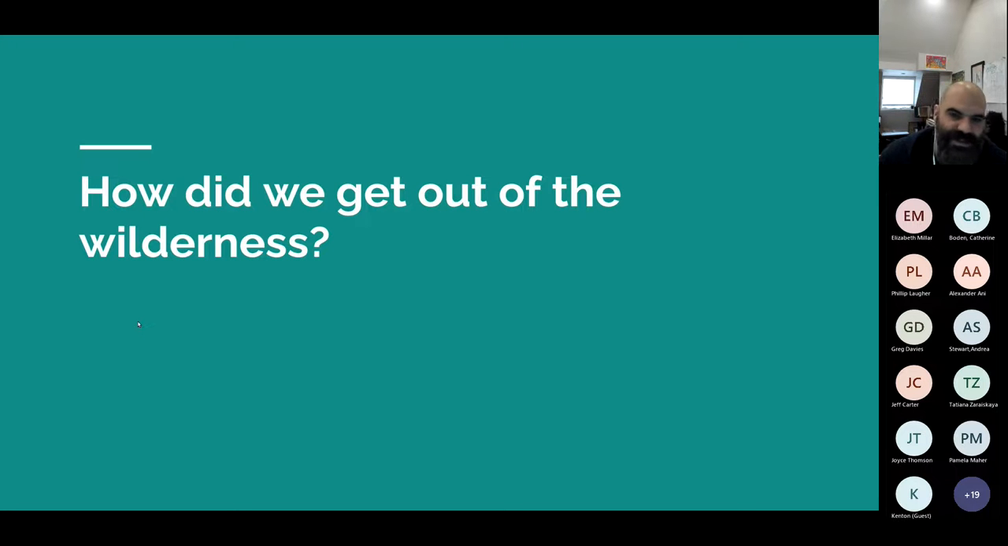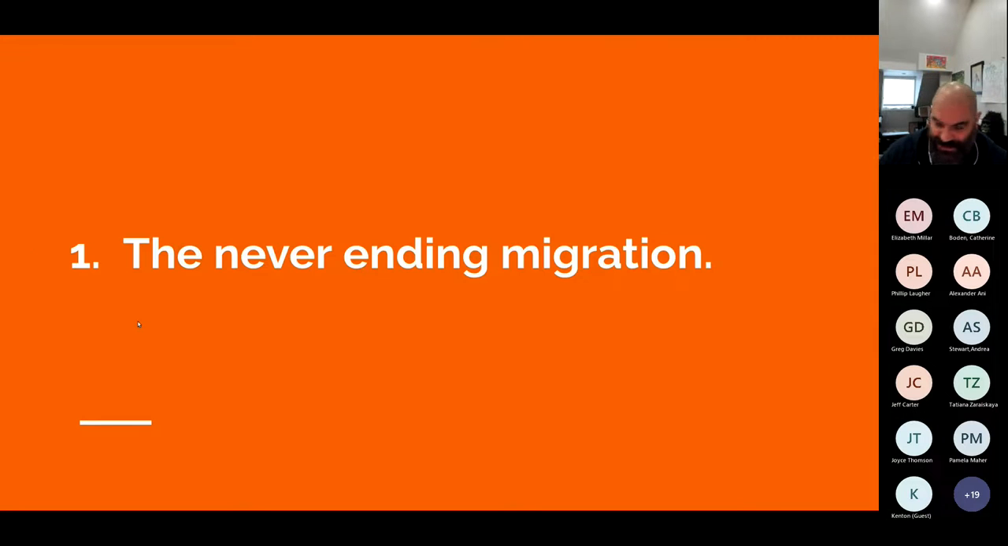How do we get out of the wilderness? Or what goes right? The honest answer is what I call the never-ending migration, our migration from Islandora 7, the Drupal 7 version, to the new version. We've been working on it for a really long time, but very purposely and very focused. And it's really opened up a lot of stuff, which is good.